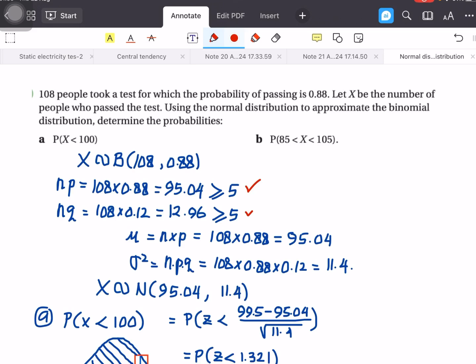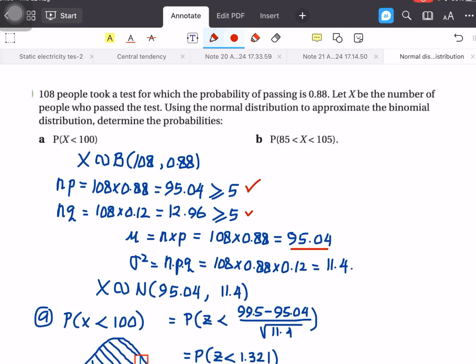Now, the first step is to change the parameters in binomial distribution into the parameters of normal distribution. So we need to find the mean. The formula for the mean is n times p. It's 108 times 0.88. The value is 95.04.